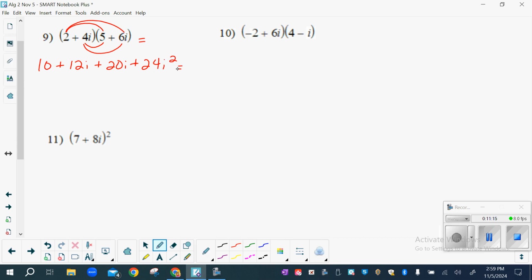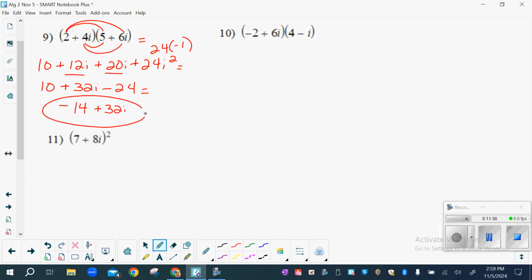So now we want to add our like terms. Which part of that is like terms? 12i and 20i. Yeah, so these would add up to 32i. And then the i squared we know is 24 times negative 1. So that would be minus 24, or negative 14 plus 32i. Make sure you put that in standard form.